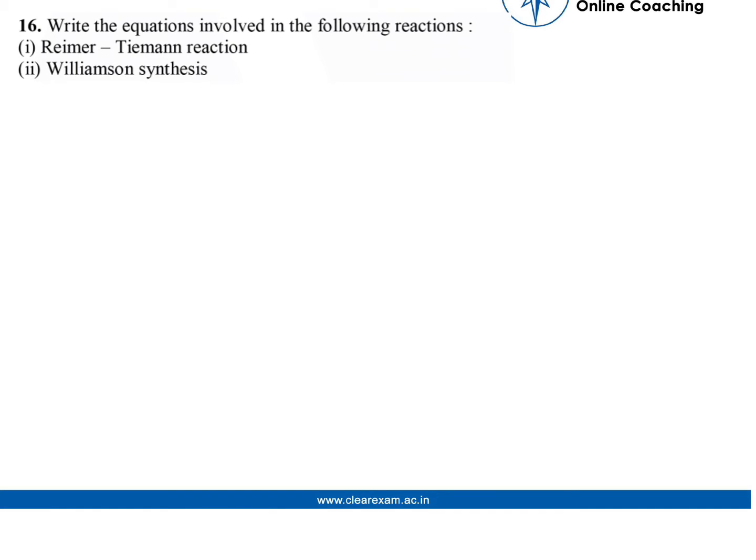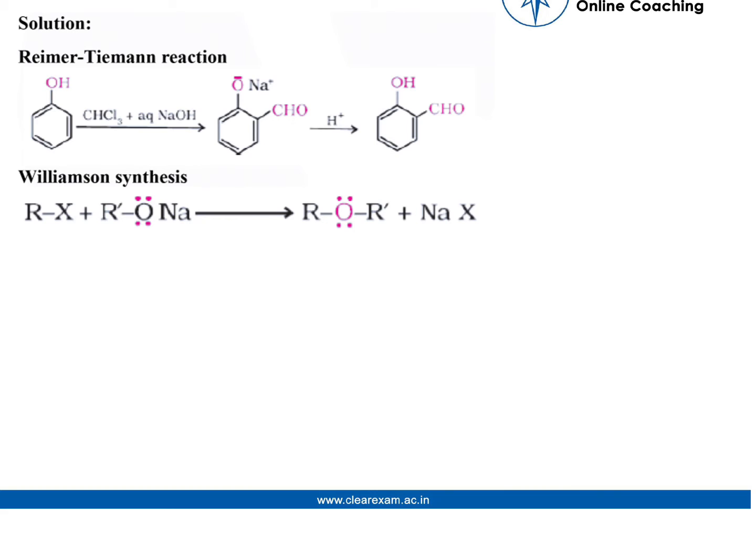Write the equation involved in the following reactions: first, Reimer-Tiemann reaction, and second, Williamson synthesis. So, a Reimer-Tiemann reaction, formylation of phenols with chloroform in alkaline solution, is known as Reimer-Tiemann reaction.